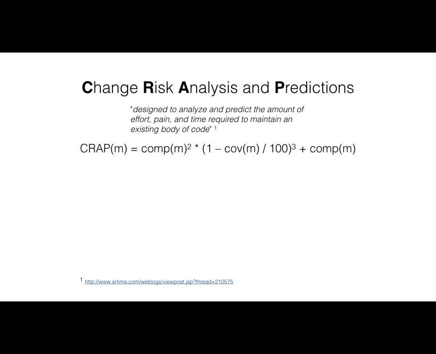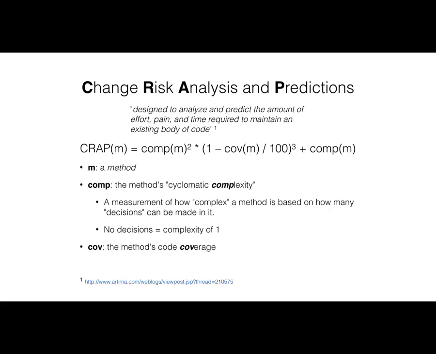Warning, math coming. That's the formula for it. You don't need to know the formula, but it is a lot simpler than it looks. Basically, M represents a method, in this case the method that we're testing. Comp is the cyclomatic complexity. That's just how many decisions are made in it. If you have some if statements, well, there are decisions. If there are no decisions being made, if you're just returning a value or something, complexity is 1. And COV is the method's code coverage.